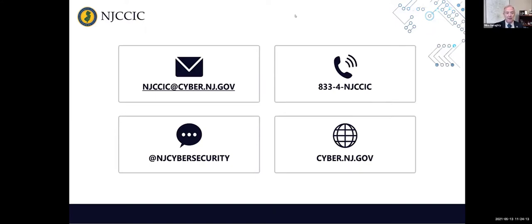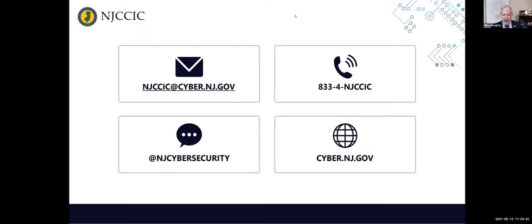And that may be the MS-ISAC or the FBI or CISA. And if it's not one of them, we'll find somebody that can help. And that's really our job in the NJCCIC: we're a service organization to serve you. And all the resources that we provide are at no cost to you. So please don't hesitate to reach out to any of us that you've seen. We're at your beck and call. It sounds trite, but we're from the government and we're here to help.